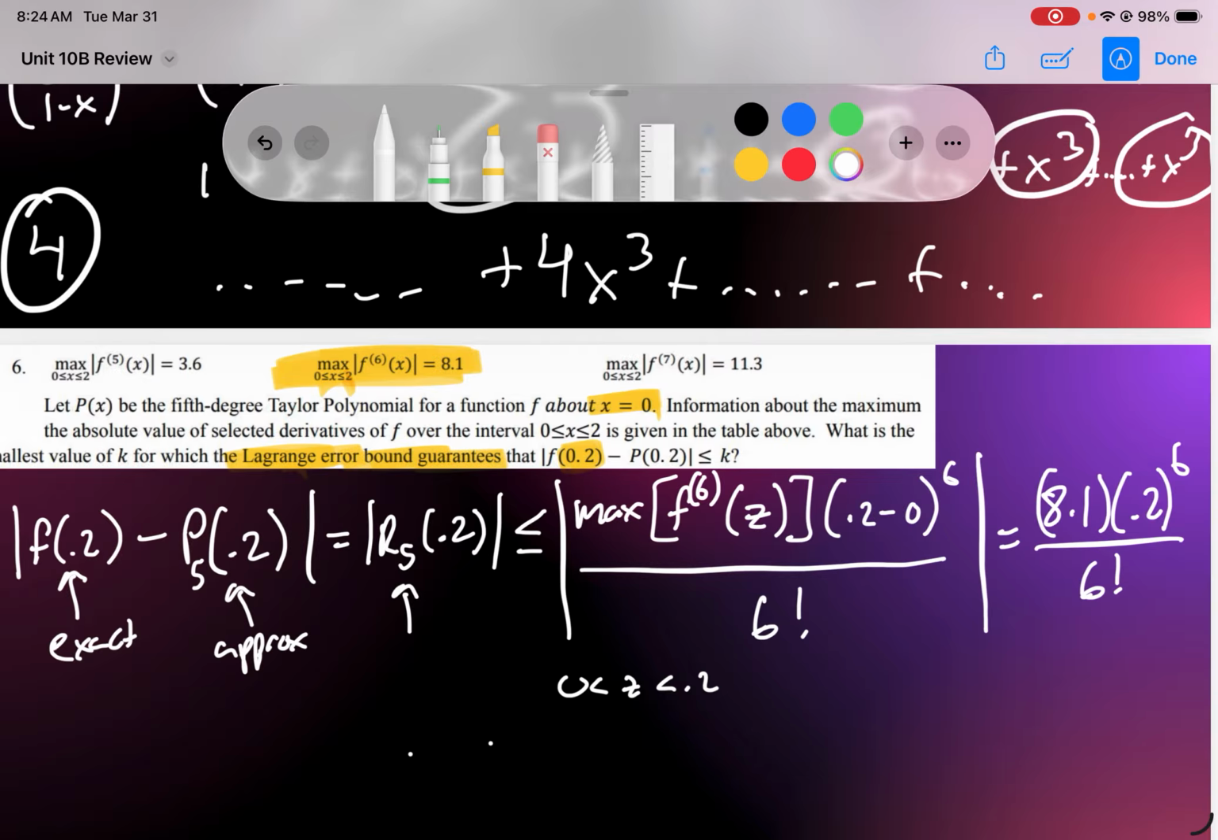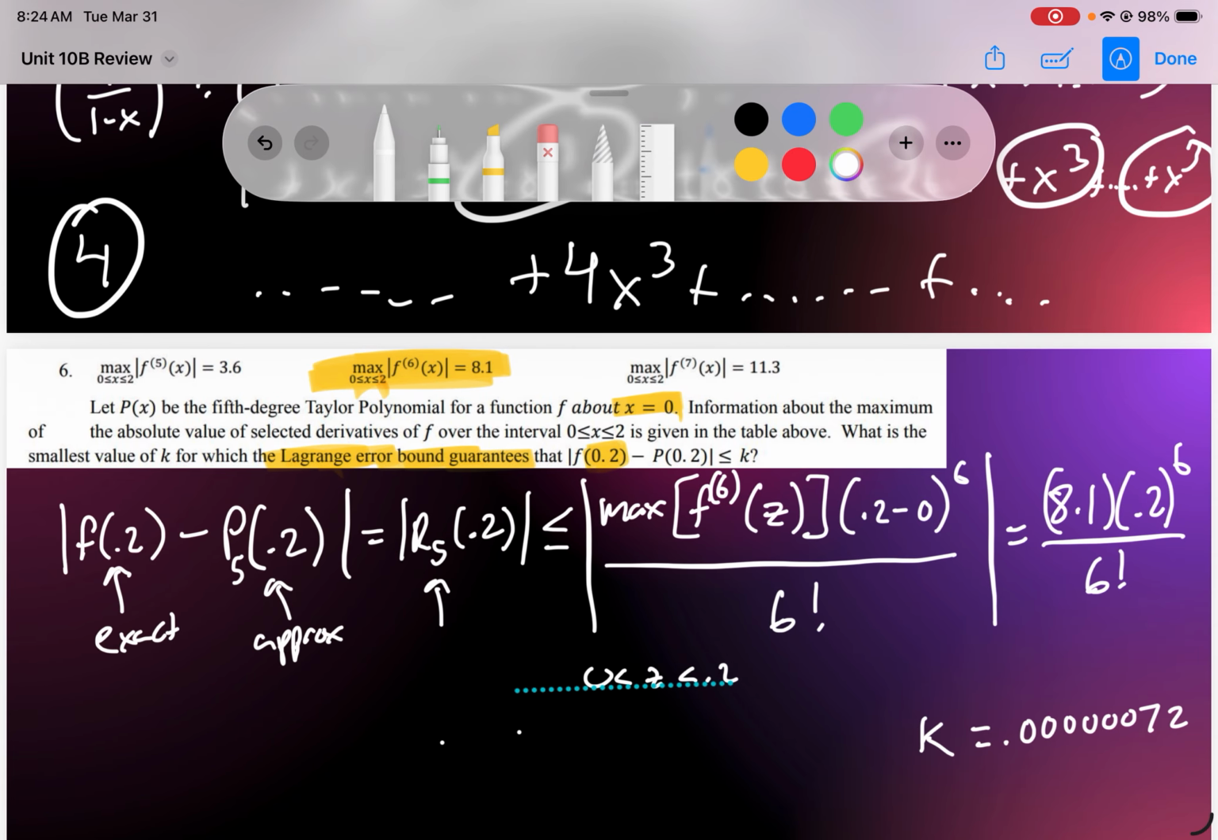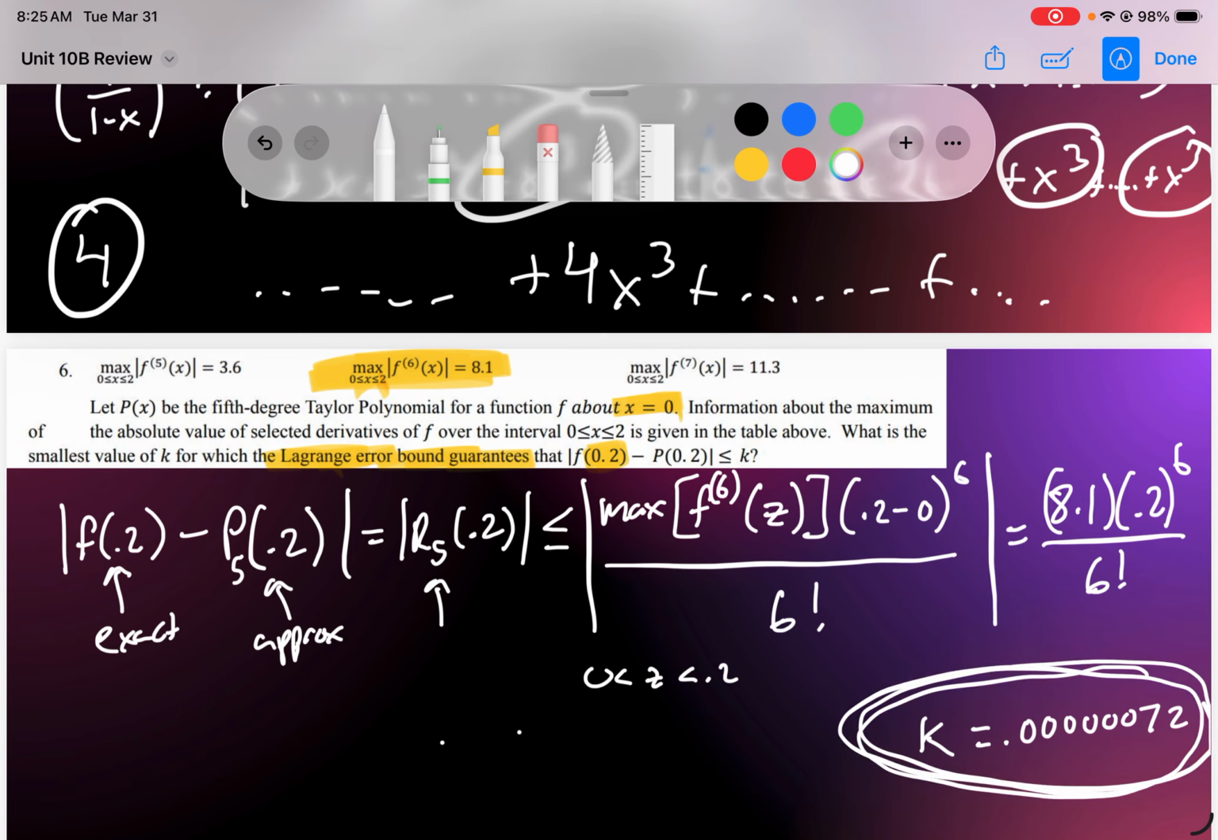And that's a safe stop. I went ahead and put it into my calculator. This was equal to 0.000000, so 6 zeros, 72. So what this is saying, the Lagrange error bound says if I used a fifth degree Taylor polynomial, so I built that polynomial out like we've been doing, and I plugged in 0.2, the number that gave me would be off by no more than this from the exact value, which is pretty cool.